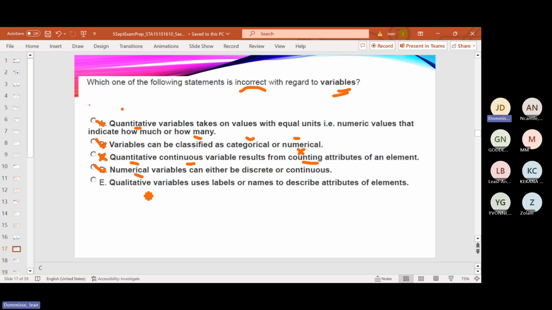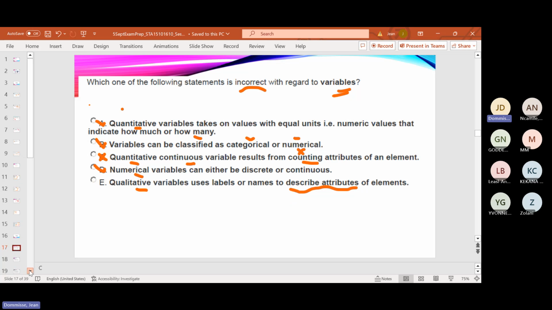And then qualitative variables use labels or names to describe attributes of elements. And again, correct. So that can be the province where you stay. It describes the attribute. It could be eye color. It could be what shoes you're wearing. So all of those things are describing the attributes of the element.